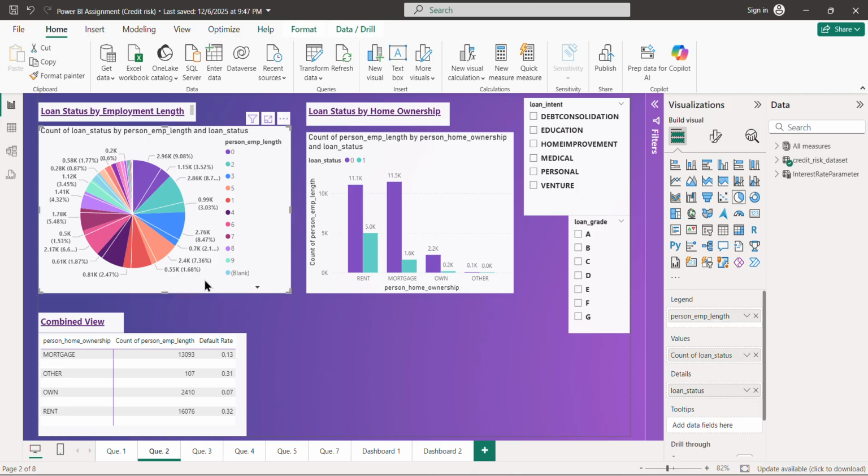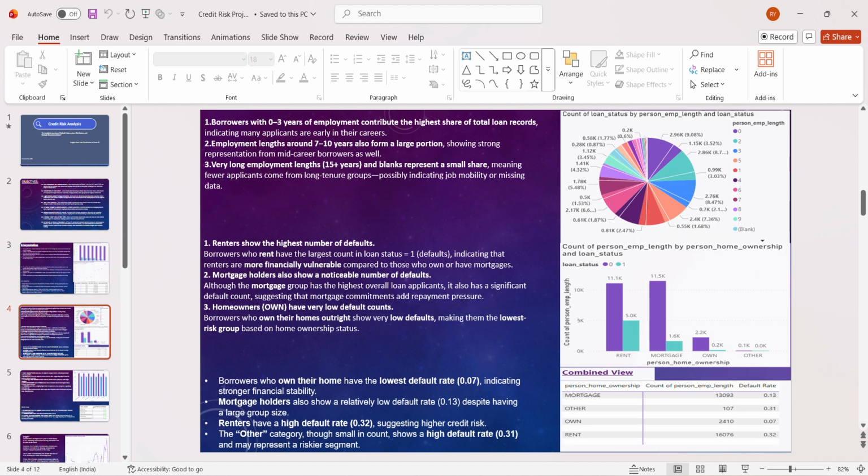Now we have the pie chart of loan status by employment length. The borrowers with 0 to 3 years of employment contribute the highest share of total loan records, indicating many applicants are early in their careers. Employment length of around 7 to 10 years also forms a large portion, showing strong representation from mid-career borrowers as well. And 15 plus years means fewer applicants come from long tenure groups.